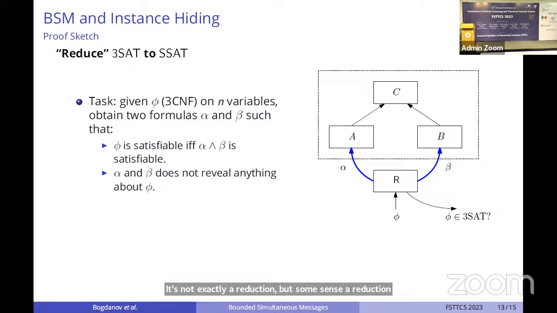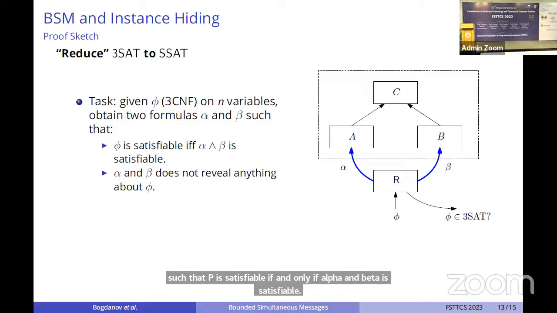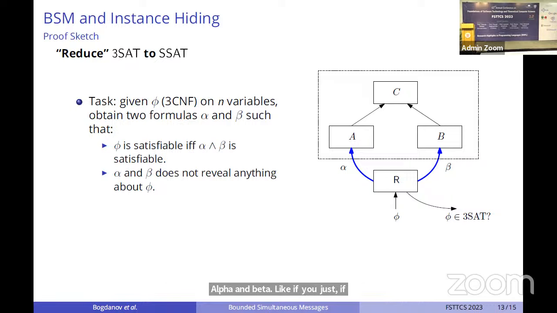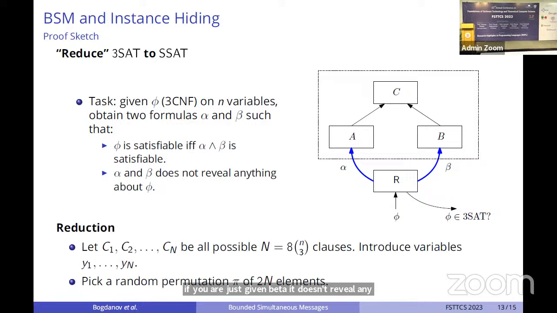The task that we have is the following. You have a formula phi, and you want to come up with some CNF alpha and some CNF beta, such that phi is satisfiable if and only if alpha and beta is satisfiable. And if just alpha is given to you, it doesn't reveal any information about phi. And if you are just given beta, it doesn't reveal any information about phi. Okay, so here is a construction.